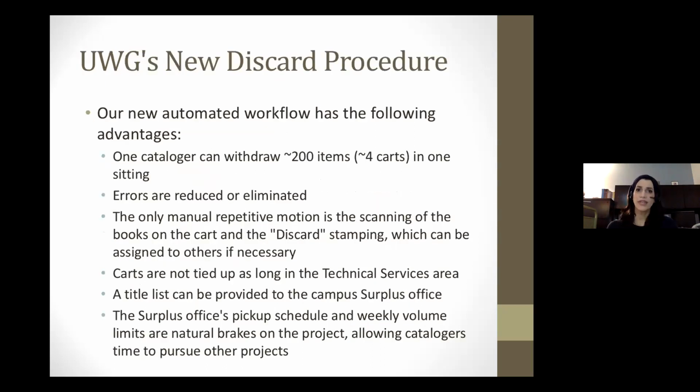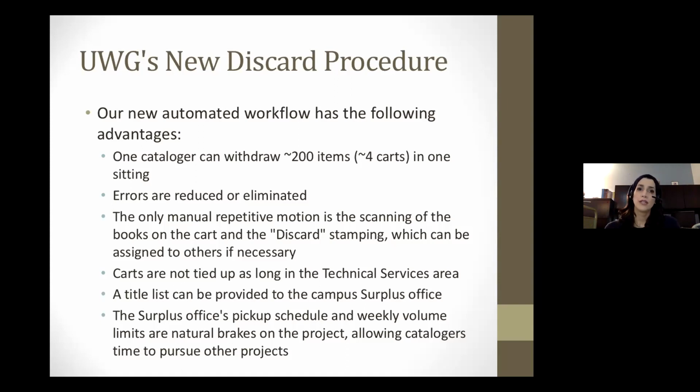So here's what we came up with. The new automated workflow has several advantages. The first one is that you can have one cataloger withdrawing around 200 items, and it could even be more, depending on that person's comfort level as far as scanning the stuff in one sitting. We also reduce or eliminate any errors, because the errors that could occur during the system jobs that we run are caught when we review the job error reports. And then there's time to fix that problem before moving on to the next step in the process.